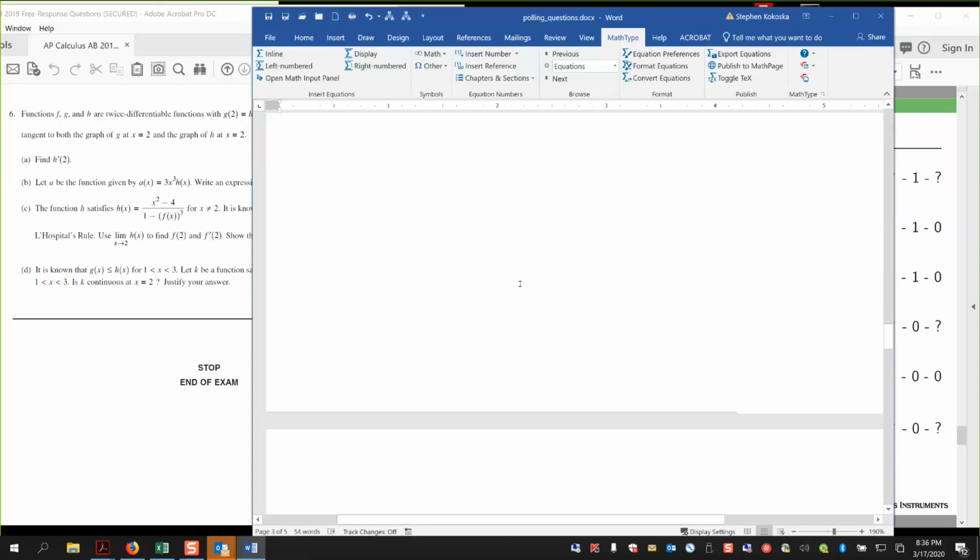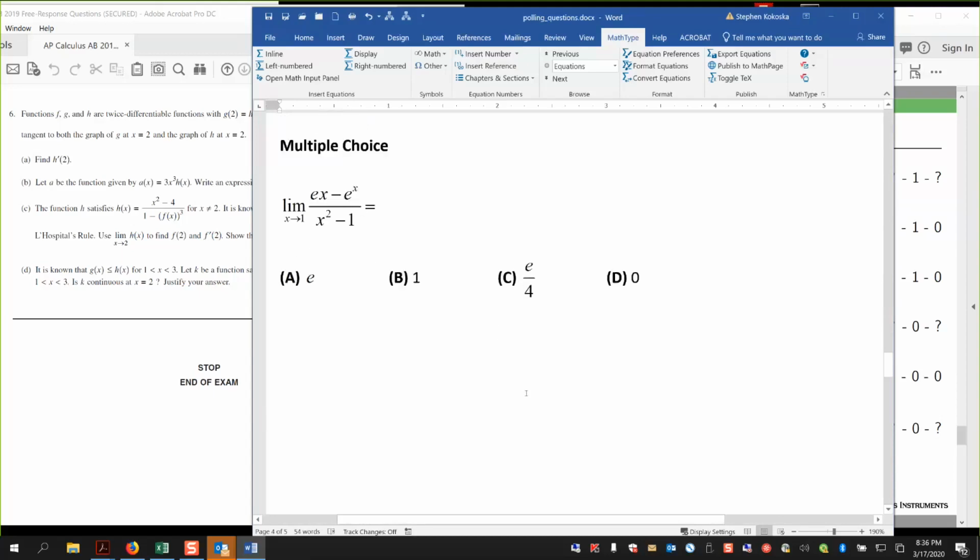All right, and here's one more multiple choice question. You may need a piece of paper and a pencil for this one, but this one clearly involves L'Hopital's rule. Let's see if we can find the limit as x goes to 1. This is kind of a cool question, I think. It's e times x minus e to the x over x squared minus 1. I'll give you a hint. You can indeed apply L'Hopital's rule to this one. So let's see if we can get an answer here. There are 4 possible choices in the spirit of AP multiple choice questions. And let's see if we get some answers to this one.